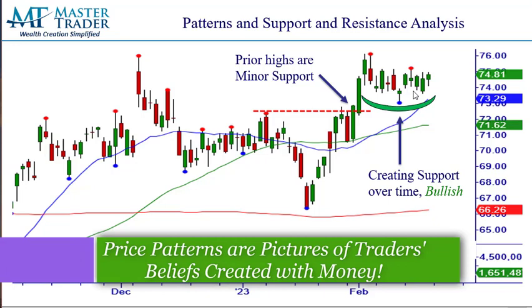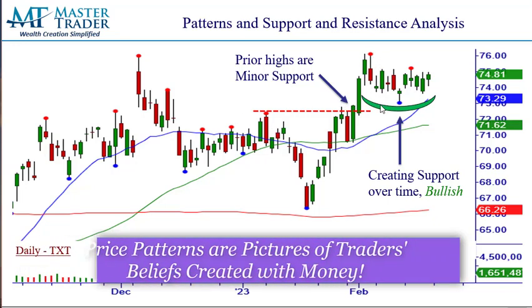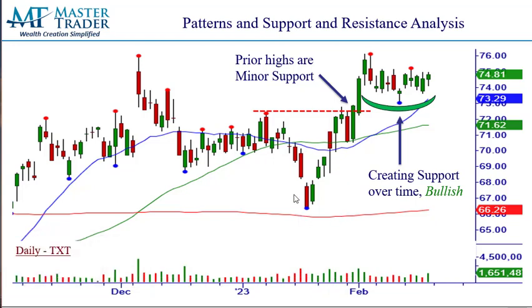So this is pulling back. This could have pulled back and gave us a buy setup on minor support. Prior highs are minor support. Prior lows are what we call major support. But this is creating support over time, which is bullish price action. It retraced a little bit, but it's pretty much going sideways.